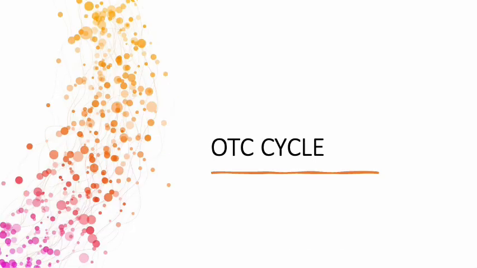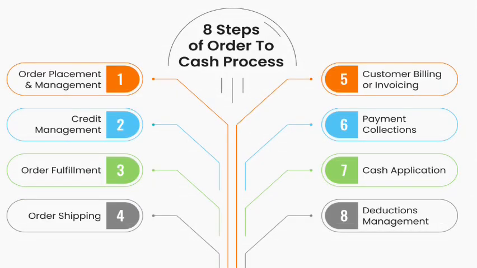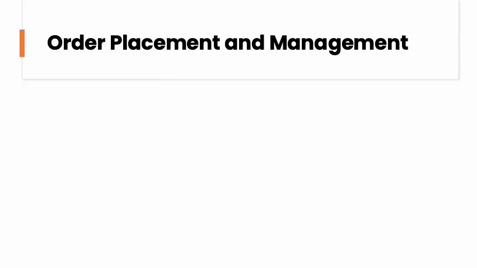Now let's get started. What is the O2C cycle? So there are some steps in the O2C cycle. First, order placement and management, credit management, order fulfillment, order shipping, customer billing or invoicing, payment collection, cash application, deductions, and management. So the first step is order placement and management.